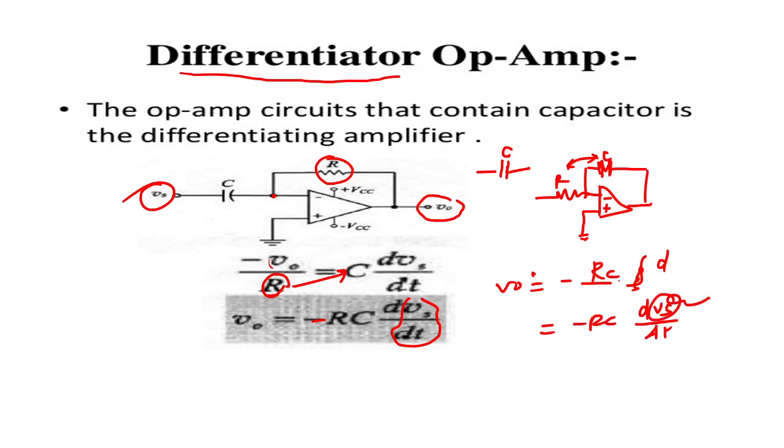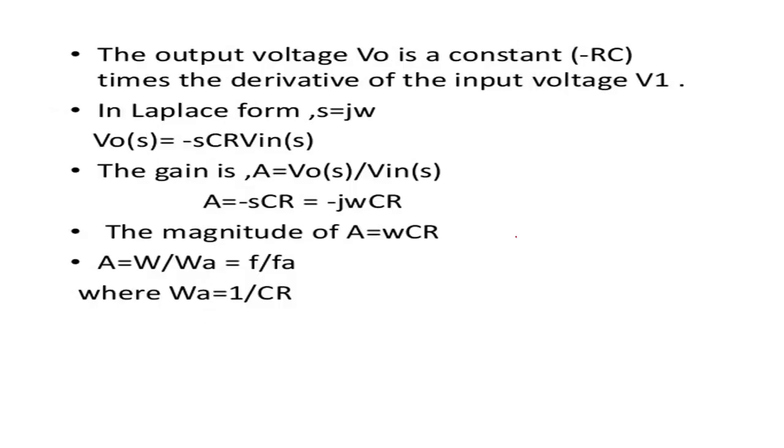This Vs is my supply voltage. So it is the derivative of the supply voltage, and that is why it is called a differentiator circuit, because it is taking the derivative. In the integrator, we take the integration of V in, that is 1 by RC times the integration of the input. Here it is minus RC times the derivative of the supply voltage.